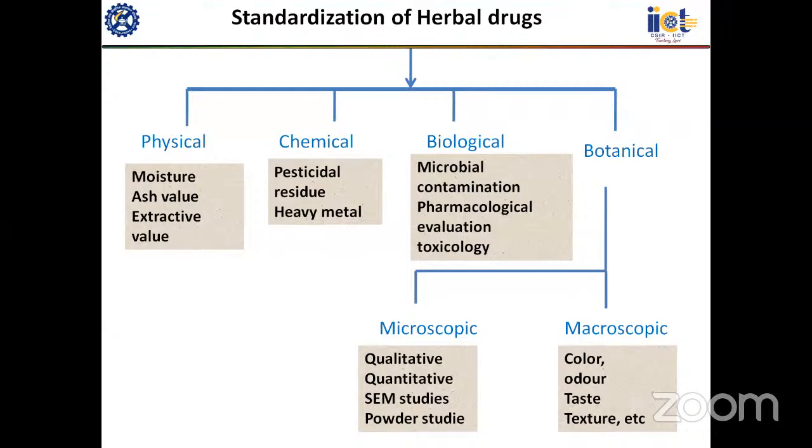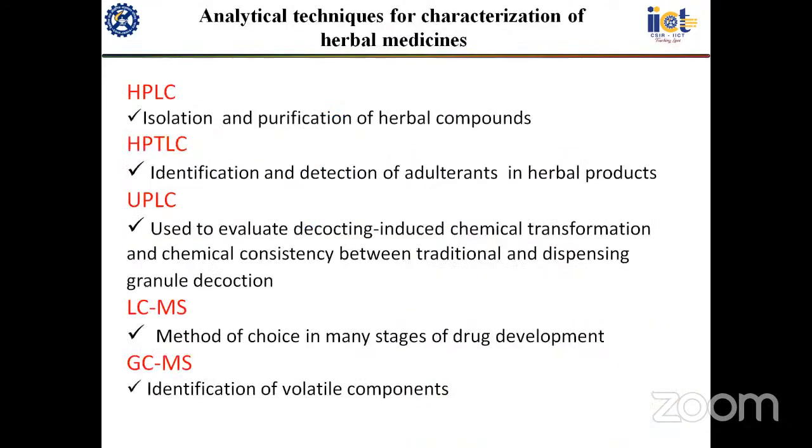In the botanical, macroscopic and microscopic evaluation should be done, because some herbal companies, when the original plant is scarcely available, use a synonymous plant of the original plant. So in that case, the microscopic and macroscopic examination should be thoroughly done to identify the synonymous plants. These are the analytical techniques well approved by the US FDA and other agencies: HPLC, HPTLC, UPLC, LCMS, and GCMS. Every technique has its own significance for the characterization and identification of the compounds. These are well approved techniques in the US FDA for the standardization of herbal medicines.